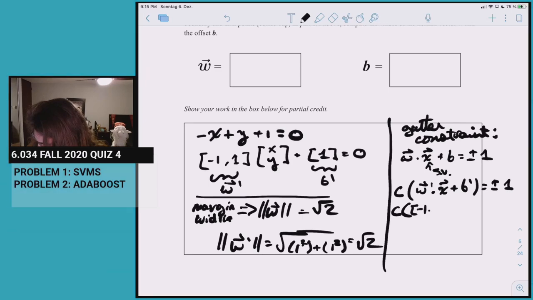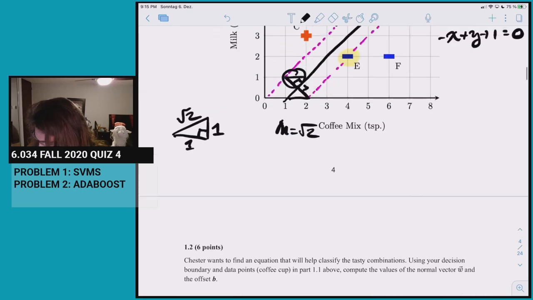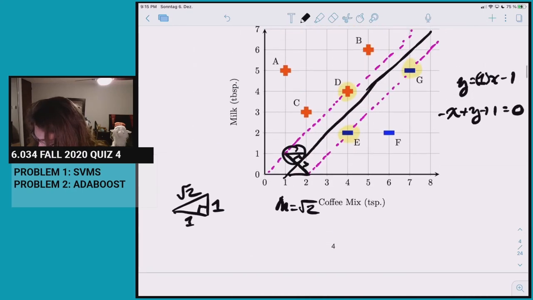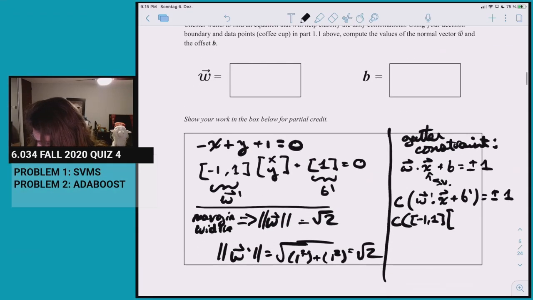And now I'm going to plug in negative 1, 1, and I'm going to use the following point. I'm going to use the positive support vector, which is 4, 4, just because it'll be simpler, plus 1. And that's equal to positive 1. Actually, I'll stop being lazy and actually write it out explicitly. There we go. And now, let me just solve this.